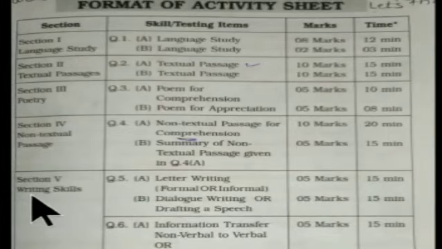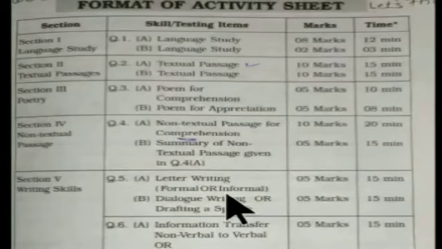Section number 5, writing skills. Question number 5a, letter writing. This question is for 5 marks and you have to attempt this question in 15 minutes. You will be asked to write either a formal or informal letter, A1 or A2, on the given information. First read the information and then read questions A1 and A2.